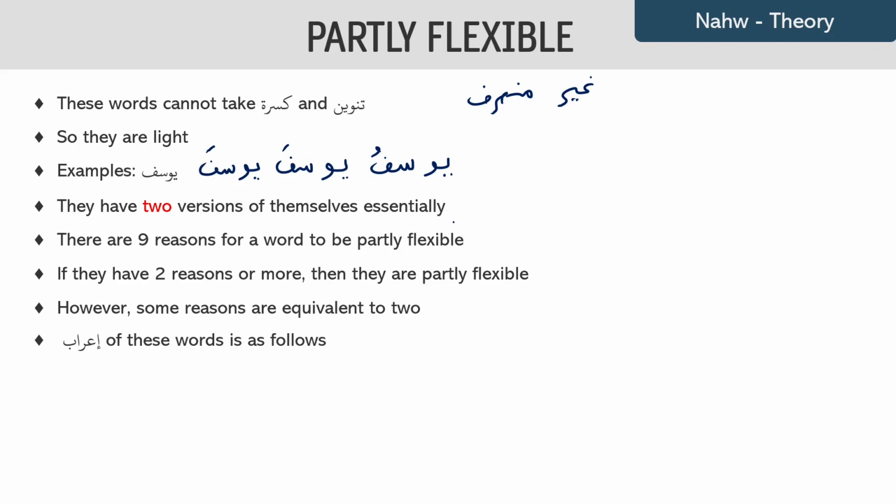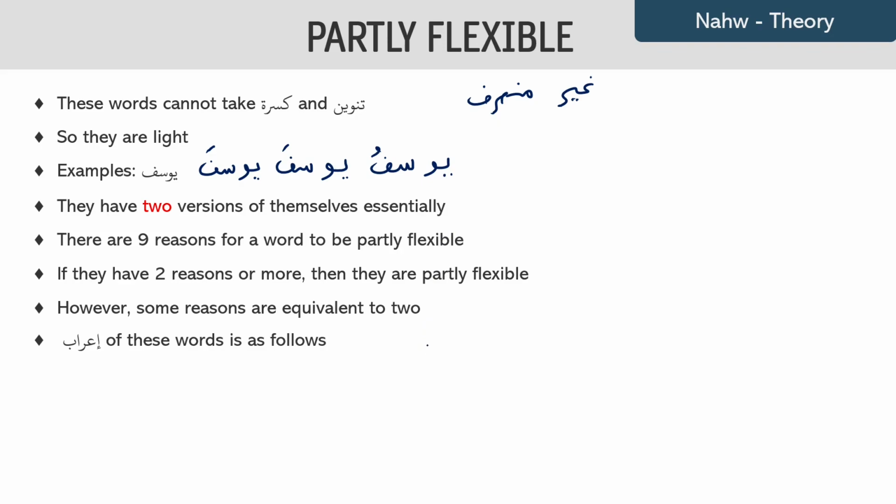So essentially they have two versions of themselves. We have seen the non-flexible words, they have only one version of themselves. They look the same in all halat. Then fully flexible words have three versions of themselves, whereas partly flexible words have two versions of themselves.